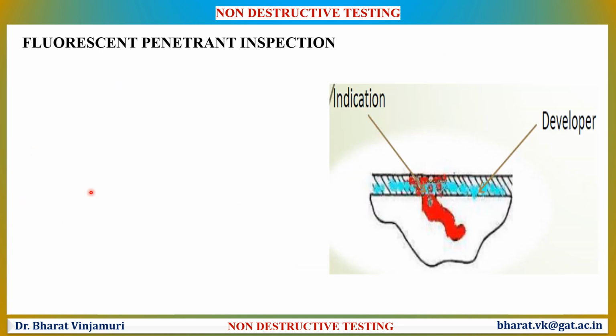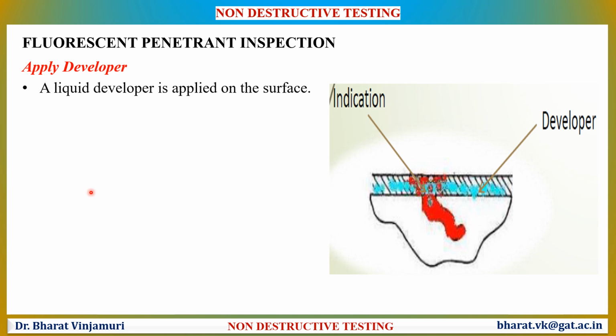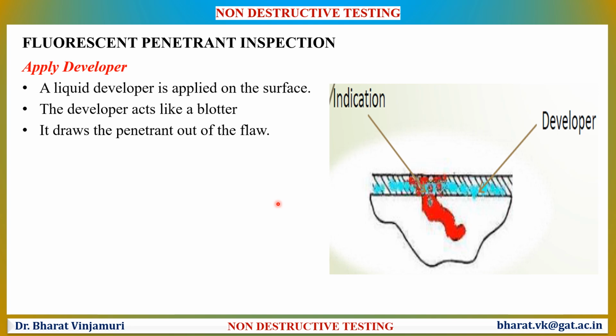The next step in the process is application of developer. A liquid developer is applied on the surface and the role of the developer is to pull the trapped penetrant material out of the defects and spread it out on the surface of the part so that it can be easily seen by the inspector. That is, the developer just acts like a blotter where it draws the penetrant out of the flaw.